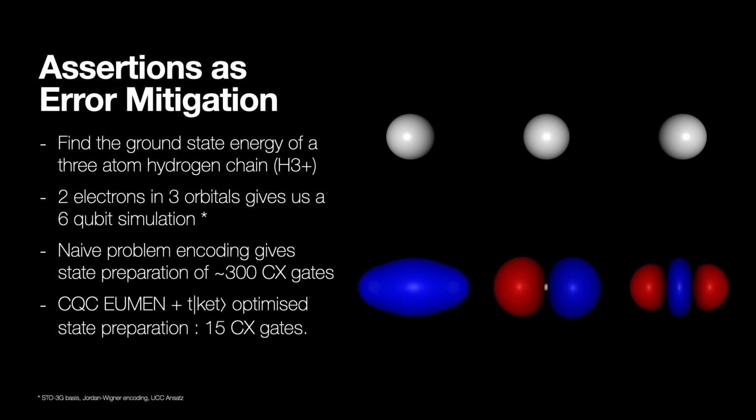So we want to write down a circuit which prepares the ground state, and then we want to measure the energy. Naively, you would probably come up with a very large circuit, more than 300 2-qubit gates, but using the Tequila chemistry package and the tket compiler, we can reduce this to just 15 CNOT gates. But we can do more.